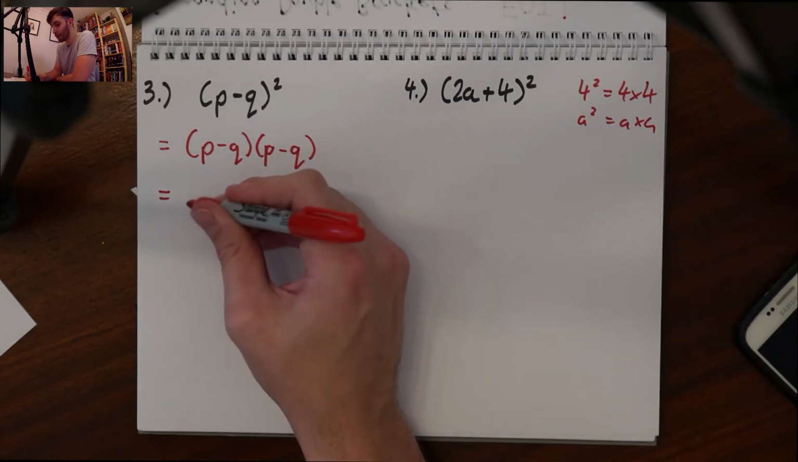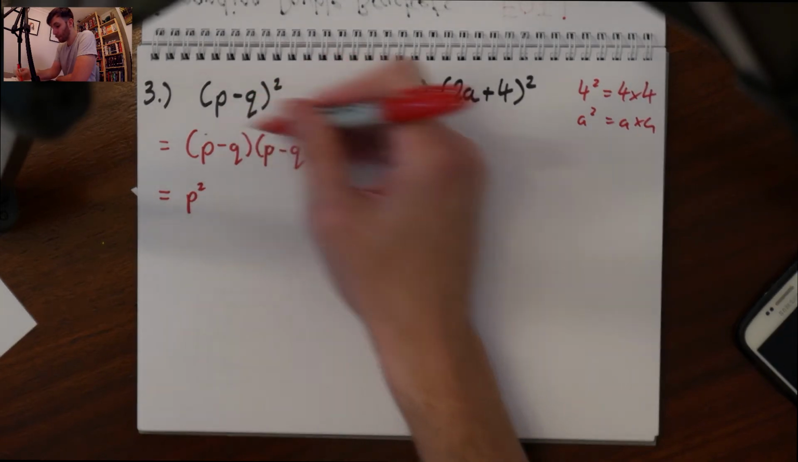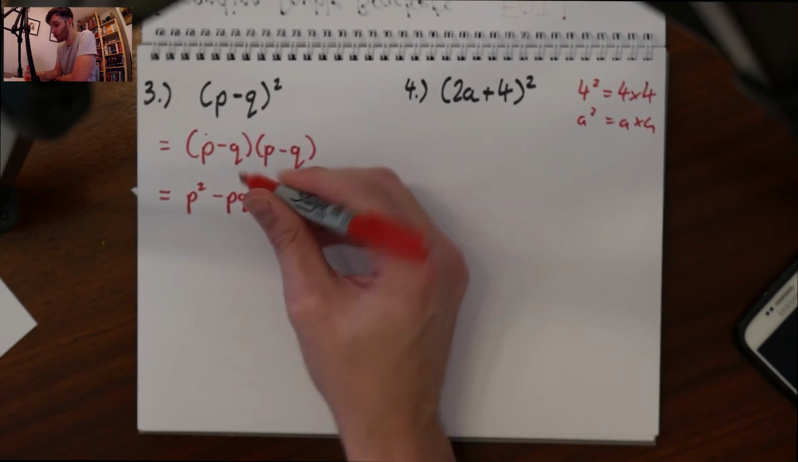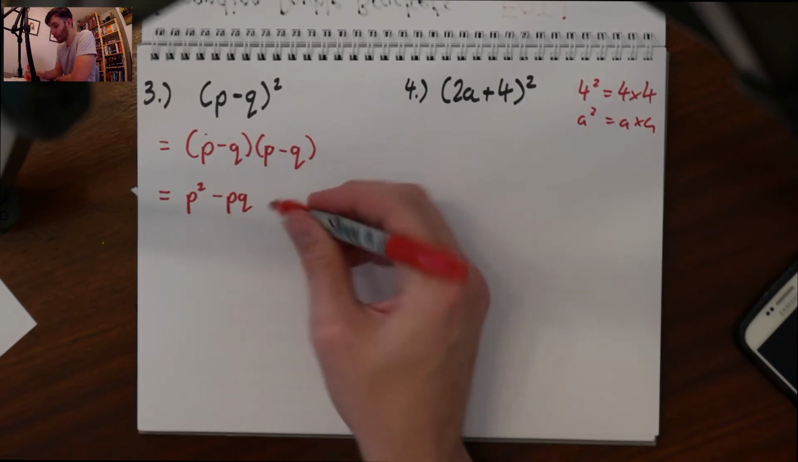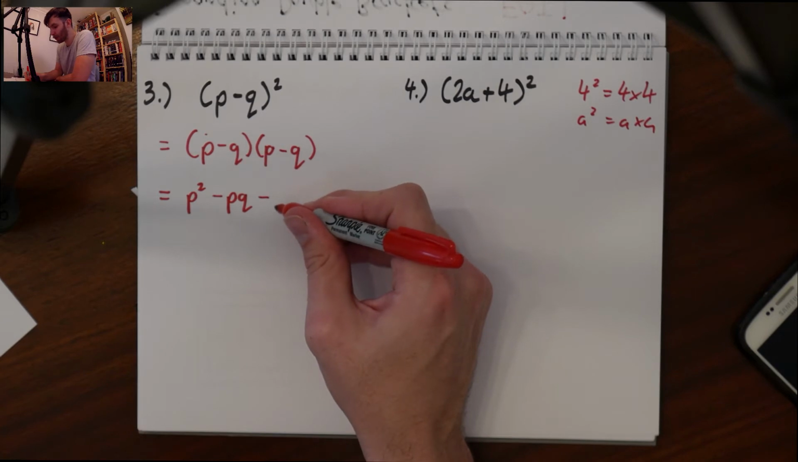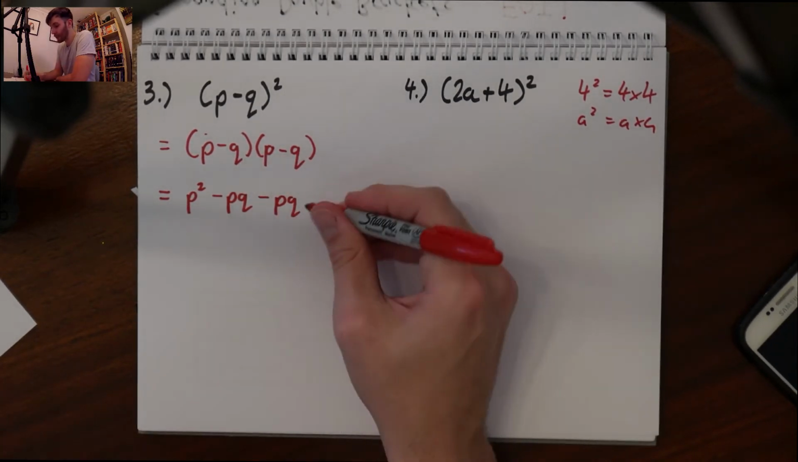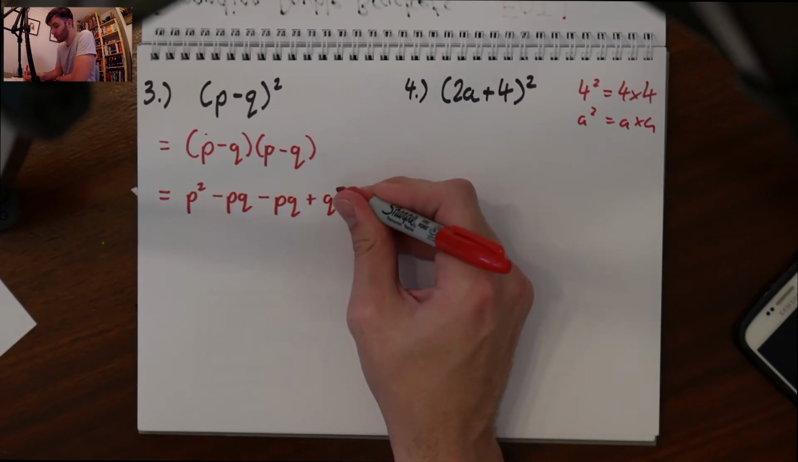So p times p is p squared, p times negative q is negative pq, negative q times p is negative, we'll call that pq as well for reasons I'll show you in a second, and negative q times negative q is positive q squared.